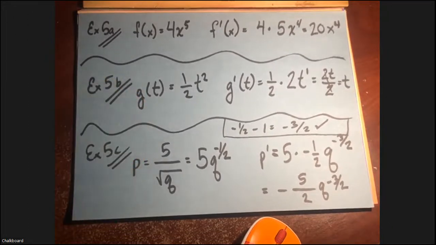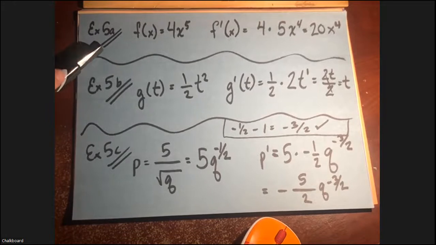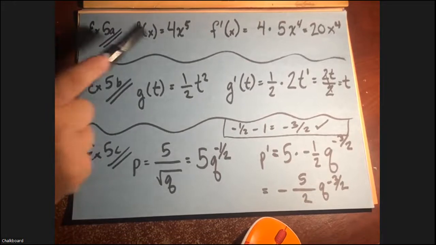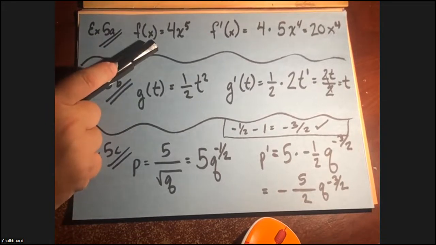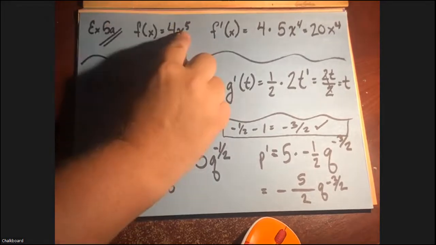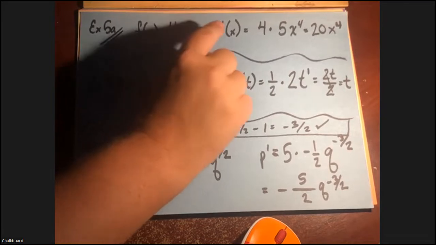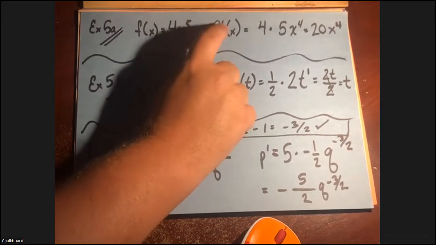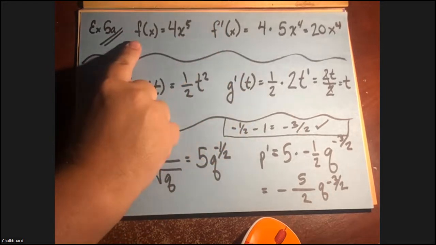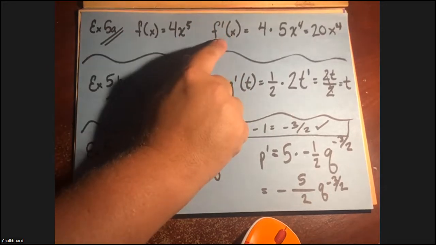First, let's look at example 5a. In example 5a, you have a basic monomial, 4x to the fifth. The concept is you take the exponent that you see up here, the 5, and to find the derivative of this function, you take it and make it the new coefficient. So this is f of x, and this is its derivative, f prime of x.